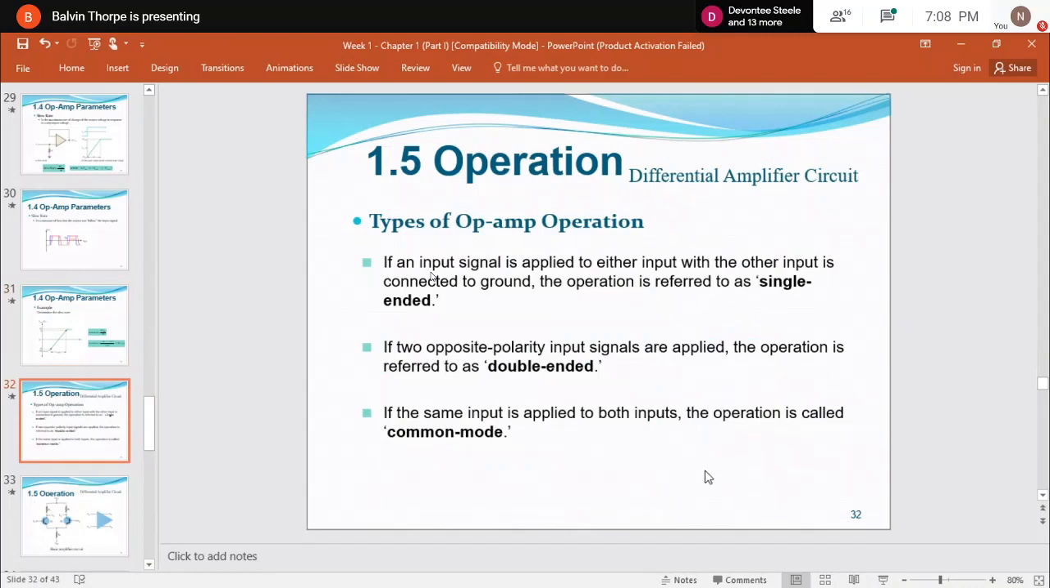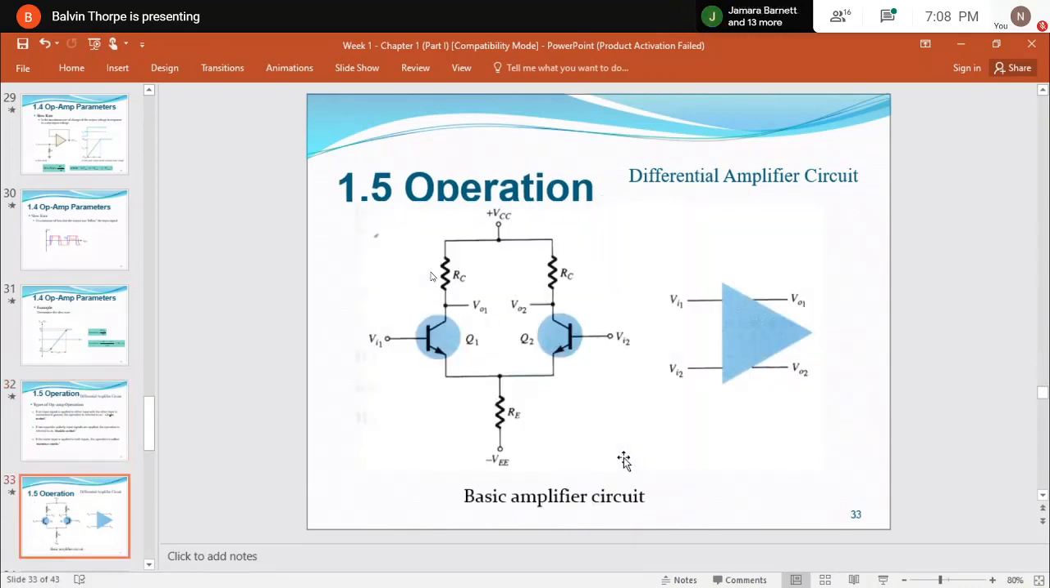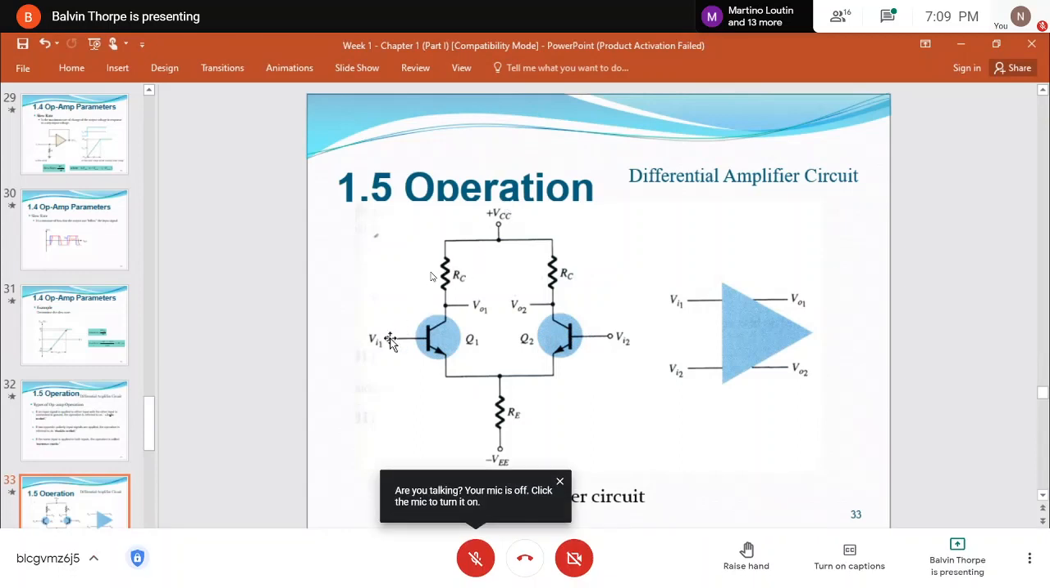All right, we covered these already: operation of the transistor, type of operation, single-ended, double-ended, common mode. But this is what happens inside of the transistor, and I'm going to leave it with you right here. It is very simple. Here it is, the two transistors. This is the basic of basics of the operational amplifier.